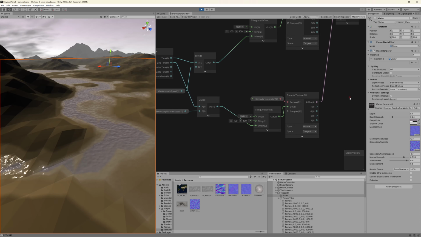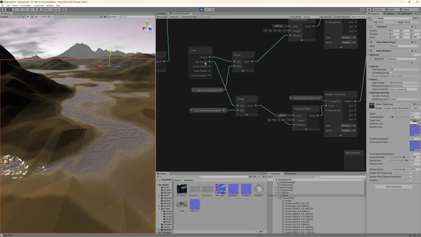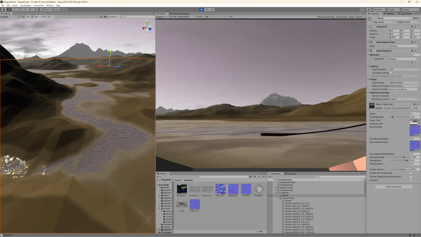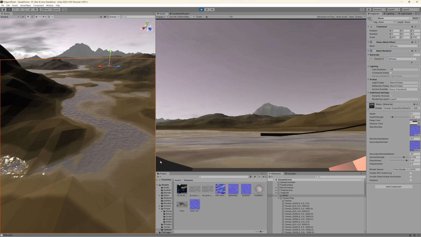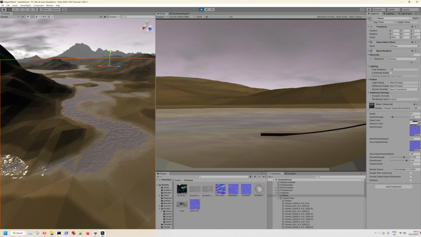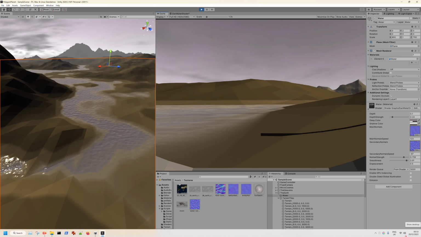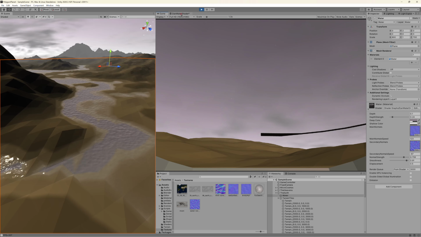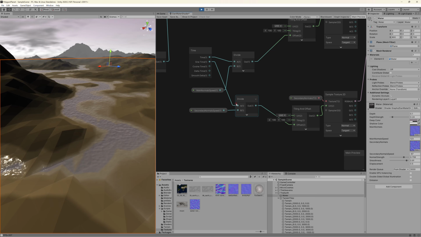We do exactly the same on this one. We take time, but in this case I've changed it to sine time so that we get an oscillating behavior on this second map, which I like. It gives it a sense of a bit of a tidal movement. I think it goes well with the way we're moving the mesh vertices for the waves. That was a little tweak I made. Secondary normal speed, so we're going in the opposite direction. So minus 67 is plus 123.